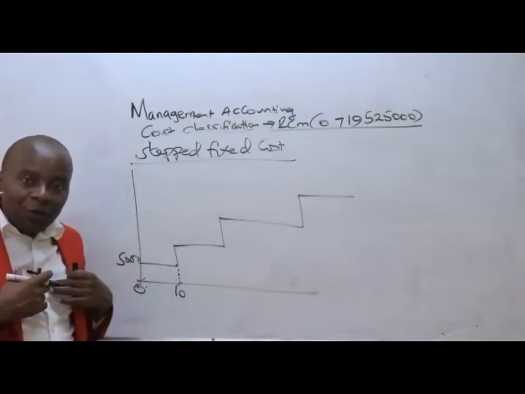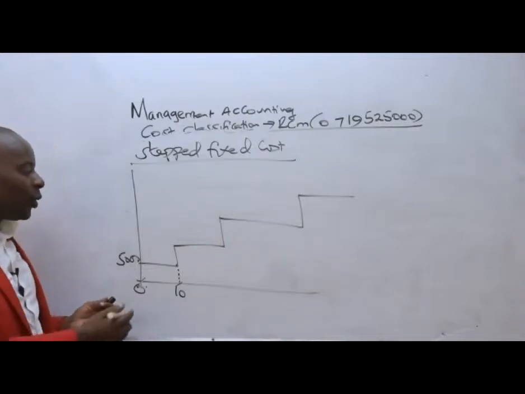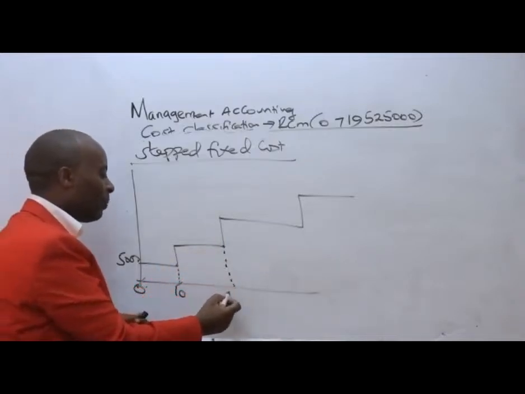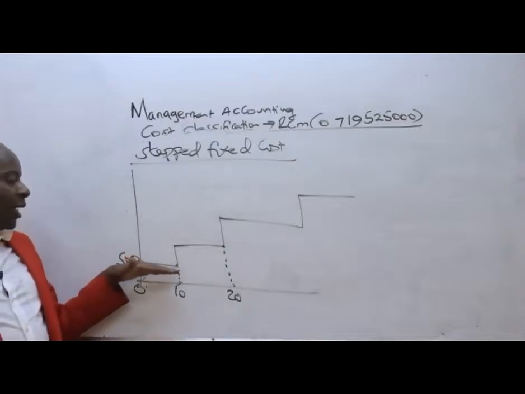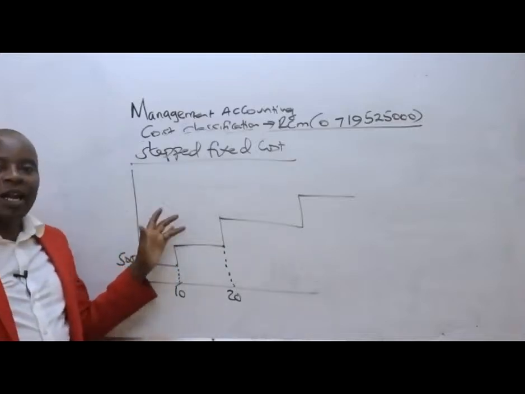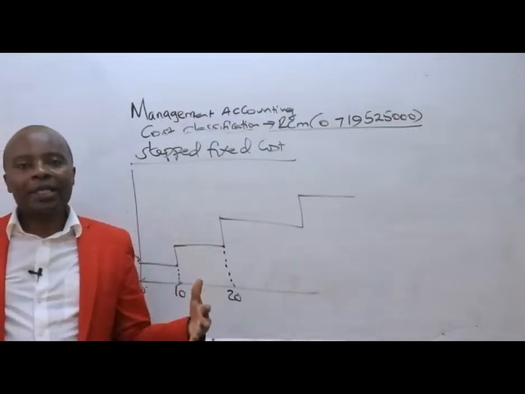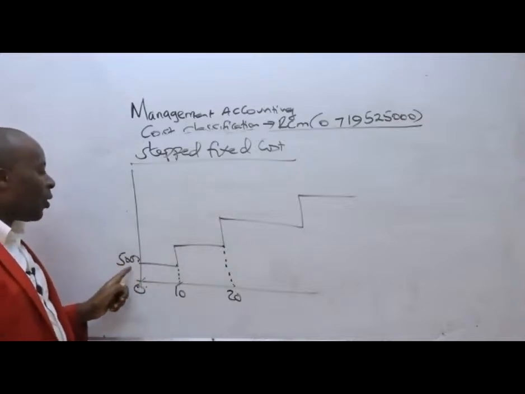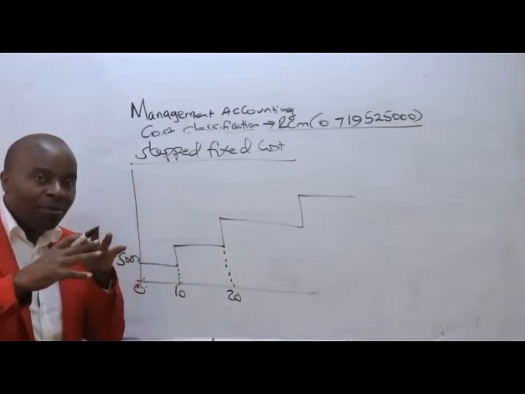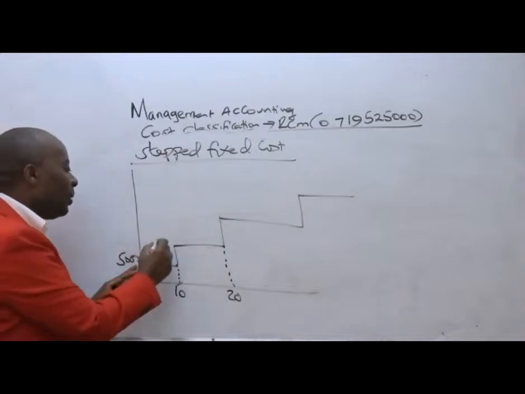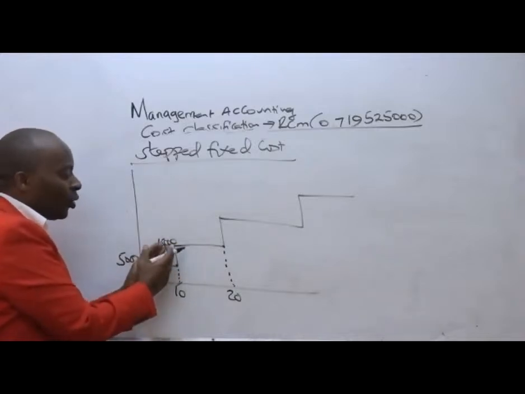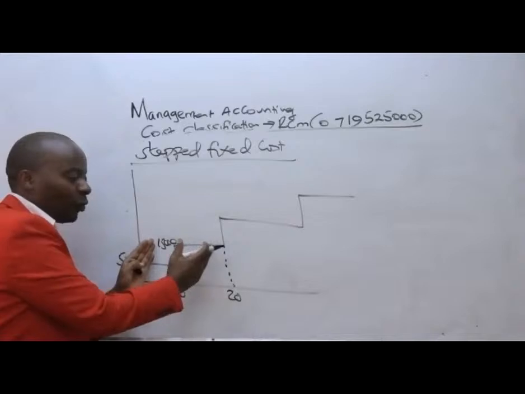But now what if we get more than 10 students? Should we get more than 10 students, ladies and gentlemen, and perhaps go to 20, of course, we are seeing a situation where our rent will have to hike because we will want more space. So depending on how big this other space is, we could move from 5,000 to maybe 15,000. But again, we are going to remain with this 15,000 for that range.